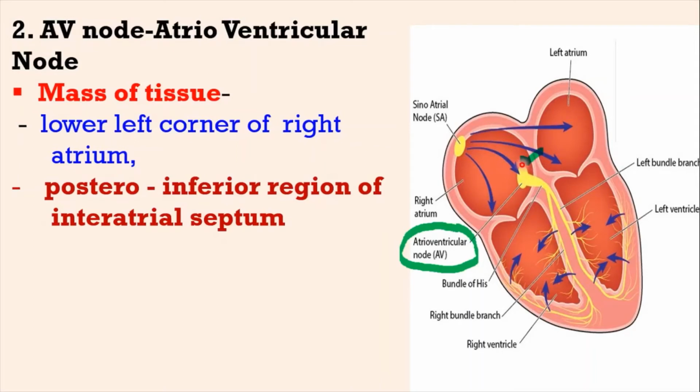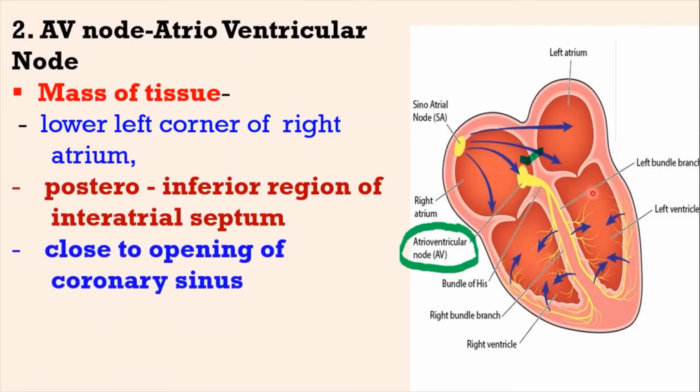What is the coronary sinus? The blood from the wall of the heart is brought by the coronary sinus to the right atrium. The AV node is located close to the opening of the coronary sinus also. As it is present near the atrioventricular septum, the name AV node is given. What is the atrioventricular septum? The septum present between the atria and ventricles is said to be the atrioventricular septum. The AV node is located near the atrioventricular septum. That's why the name atrioventricular node was given.